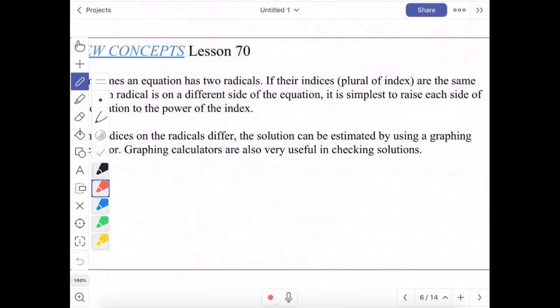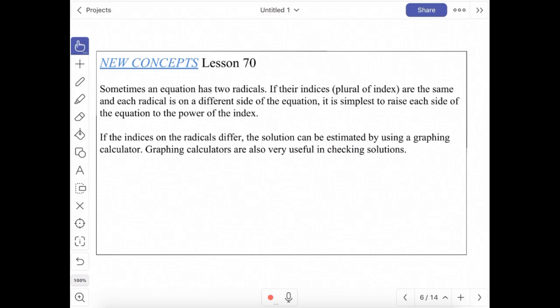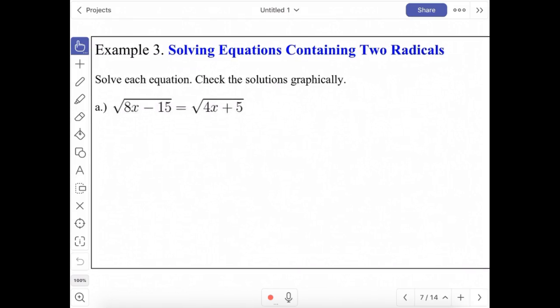Jump into our next one. Sometimes an equation has two radicals. If their indices, or plural of index, are the same, and each radical is on a different side of the equation, it is simplest to raise each side of the equation to the power of the index. If the indices of the radicals differ, the solution can be estimated by using a graphing calculator. Graphing calculators are also very useful in checking solutions. So we'll be looking at how to do that as well.